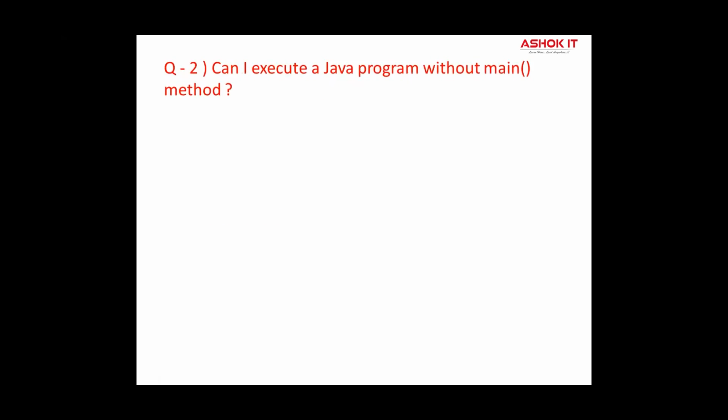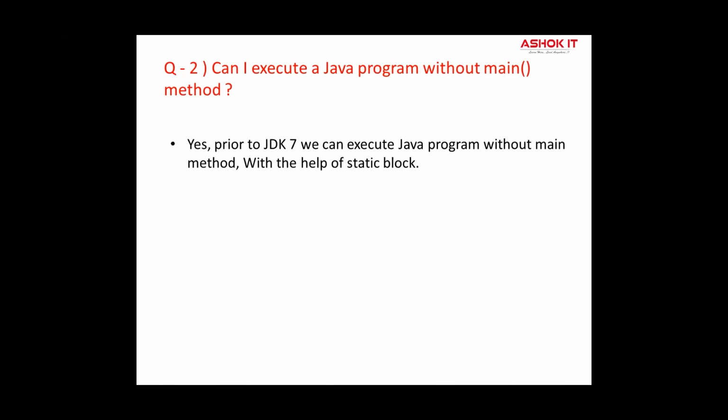Question number 2, can I execute a Java program without main method? Yes. Prior to JDK 7, we could execute a program without main method with the help of static block, because JVM loads the class, then it executes static blocks, and then it looks for the main method. If the main method is not found, it will throw an exception. But after JDK 7, it is compulsory to add a main method in your program. That's why the main method is mandatory after JDK 7.